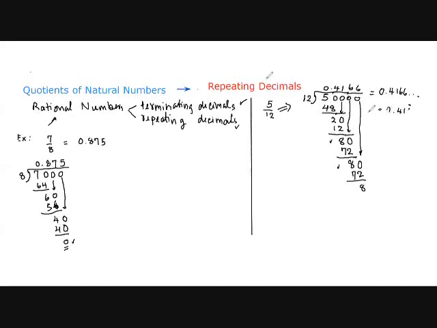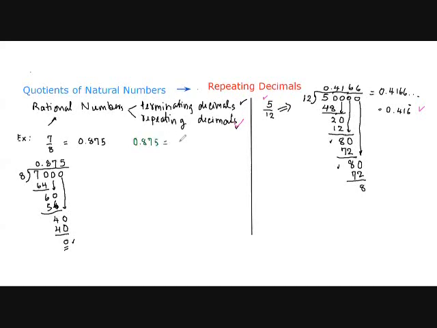Okay, so this one becomes a repeating decimal. This fraction, when converted to decimal, is a repeating decimal. From this, I come back to here. If I ask you to convert 0.875, convert this decimal to a fraction, then you know how to do it, correct?